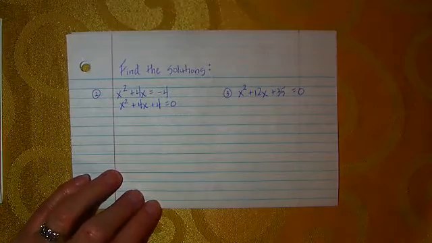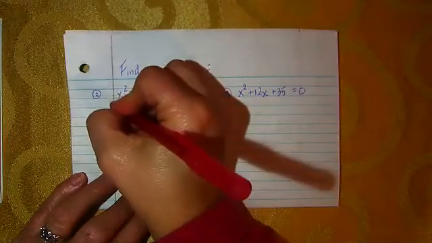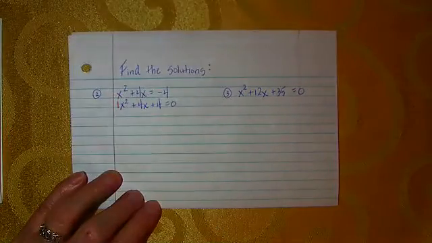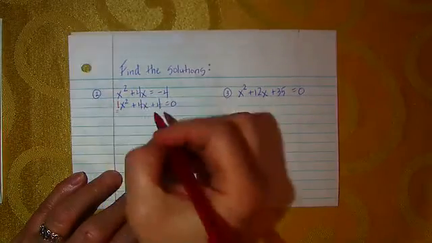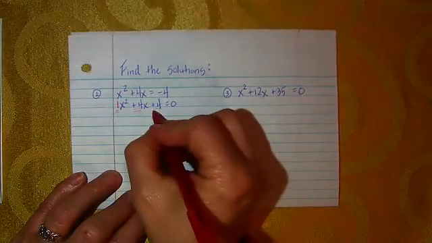We're going to identify our a, b, and c. I'm going to put my little 1 in front of the x. So this is a, this one's b, this one is c.